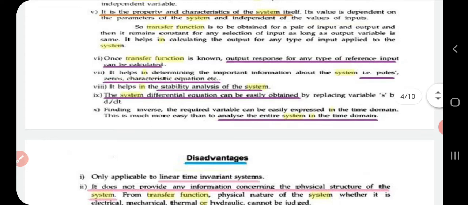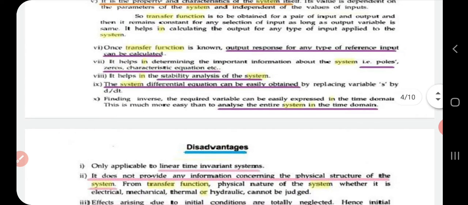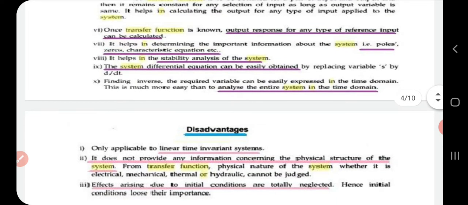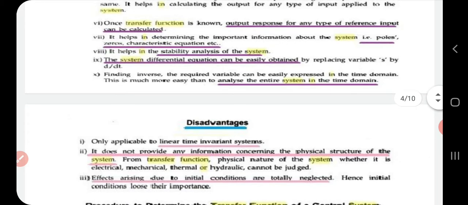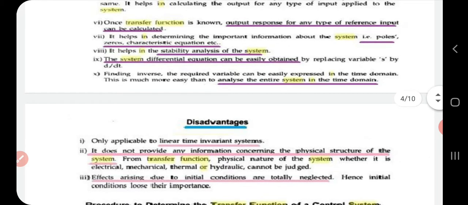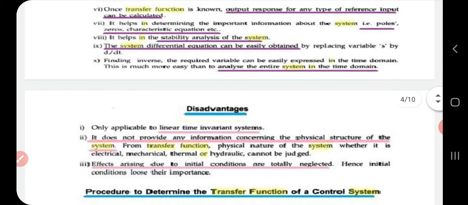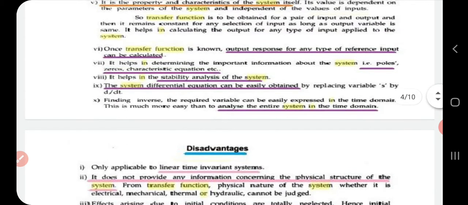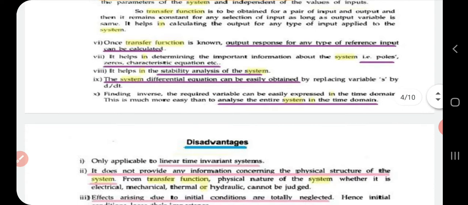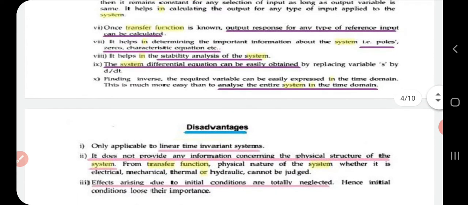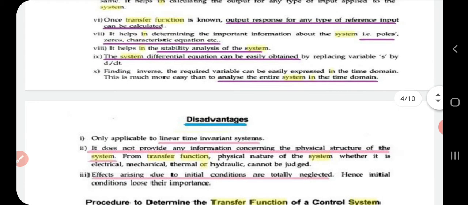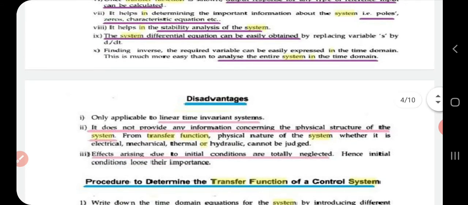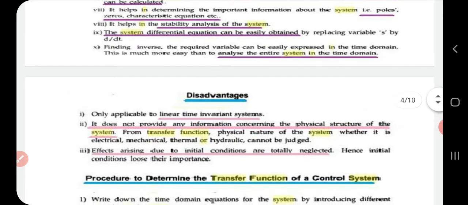It helps in calculating output for any type of input applied to the system. Once the transfer function is known, the output response for any type of reference input can be calculated. Then it helps in determining important information about the system, that is the poles, zeros, characteristic equations, etc. It also helps in the stability analysis of the system. That is, by understanding the transfer function, we can say whether the given system is stable or unstable. Then the system differential equation can be easily obtained by replacing the variable s by d by dt. Then by finding the inverse, the required variable can be easily expressed in the time domain. So this is easier than analyzing the entire system in the time domain.